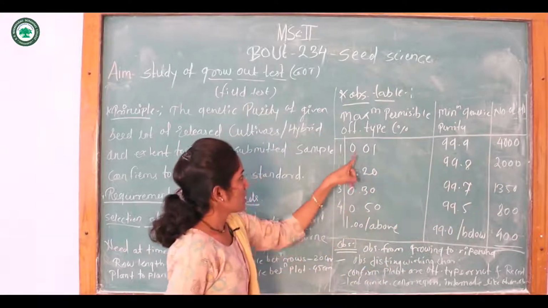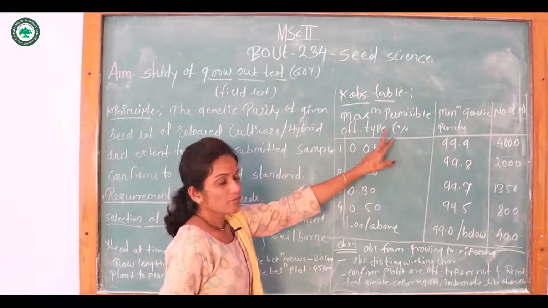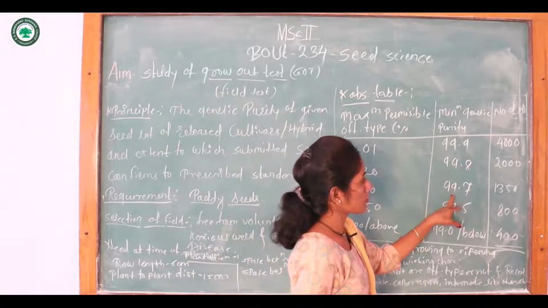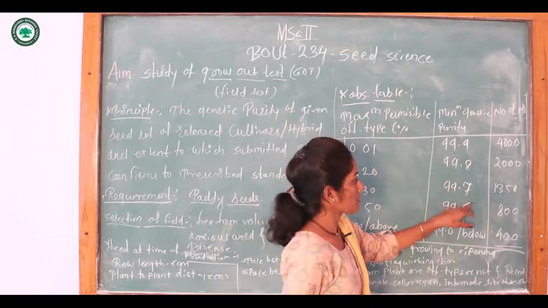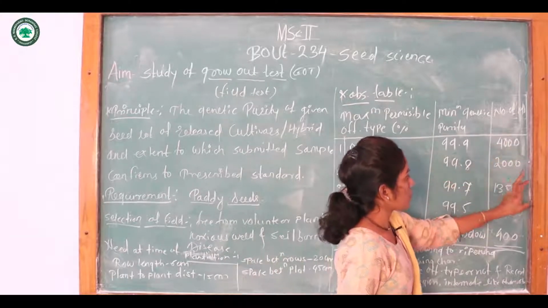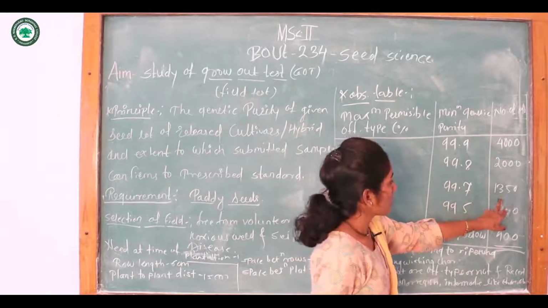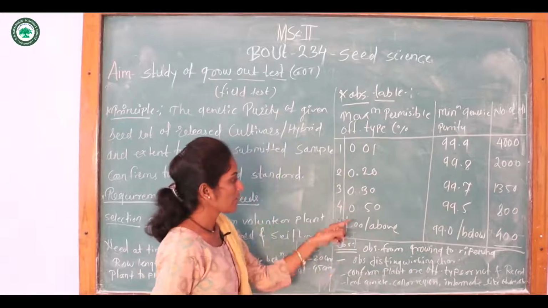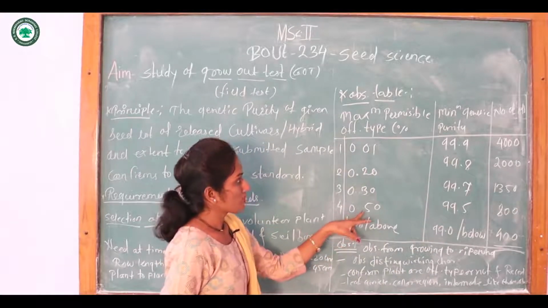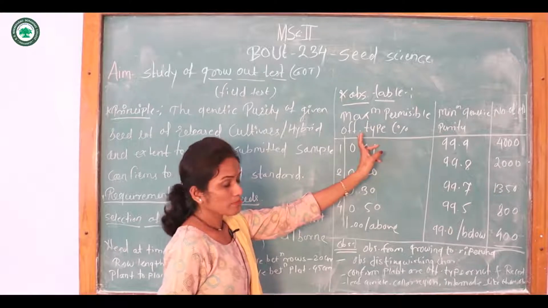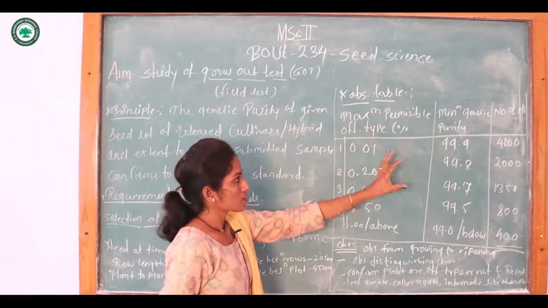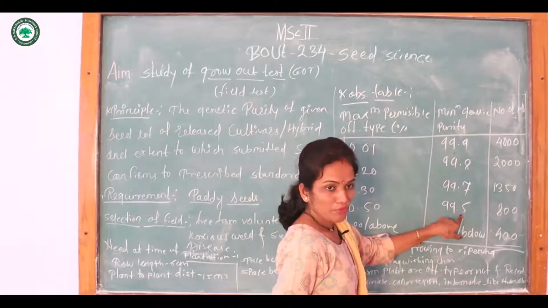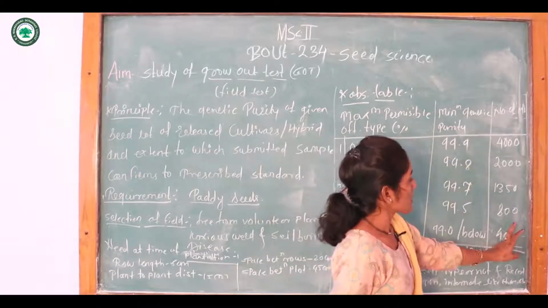Third, if the maximum permissible off type percentage is 0.30%, the minimum genetic purity is 99.7%, where the plant number also decreases, with 1350 plants grown. And the last point, 0.50% maximum permissible off type plants, shows a minimum genetic purity of 99.5%, and the number of plants is 800.